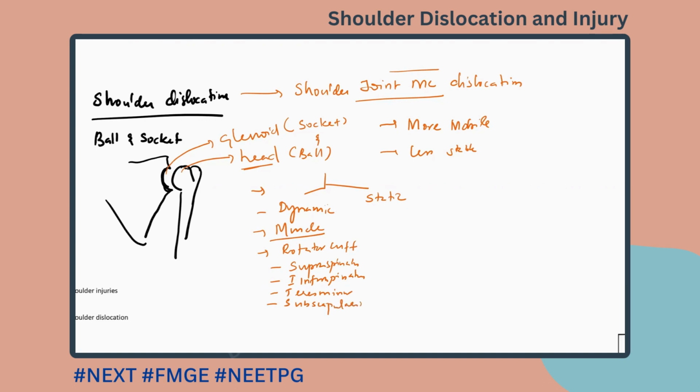What are the static stabilizers? You have the labrum, which is called the glenoid labrum, and there is another static stabilizer called the glenohumeral ligaments, and the capsule of the shoulder joint. All these are static stabilizers which prevent the shoulder joint from getting dislocated.